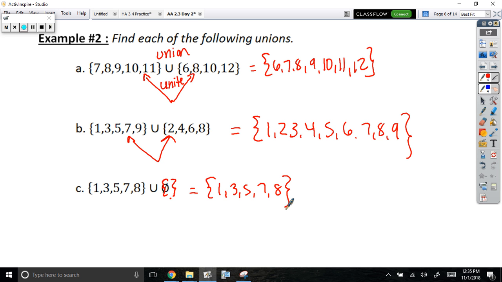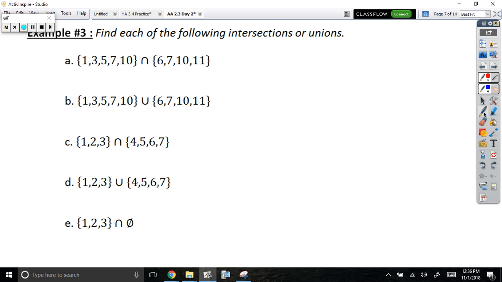Now let's mix them up. Keep you on your toes. Which symbol do we have in example 3a? Intersection or union? Intersection, jot it down. Intersection is what they have in common. What elements do they have in common? 7 and 10.